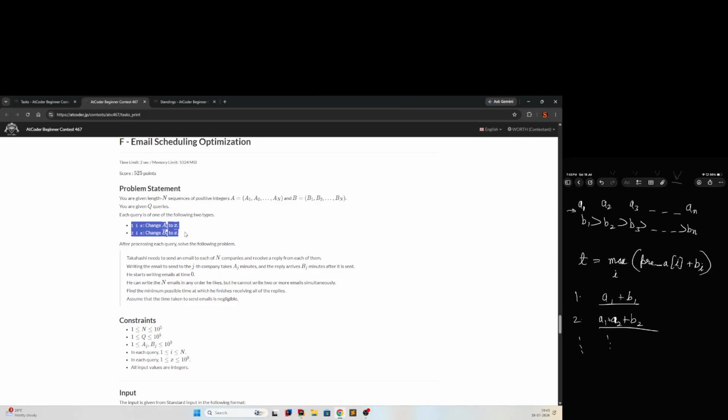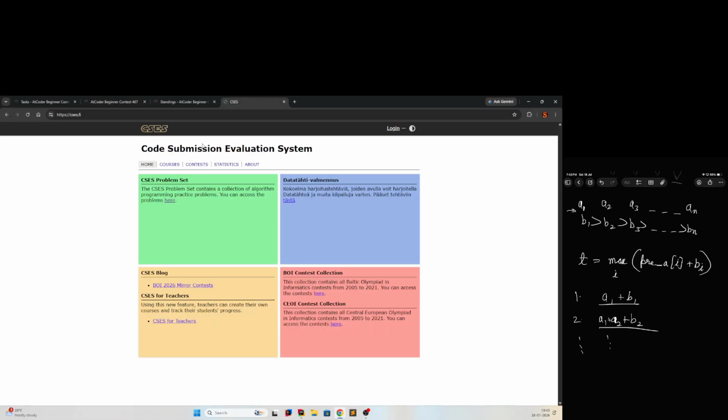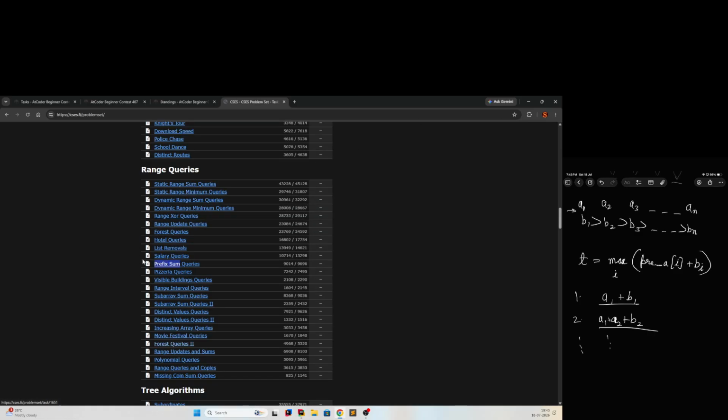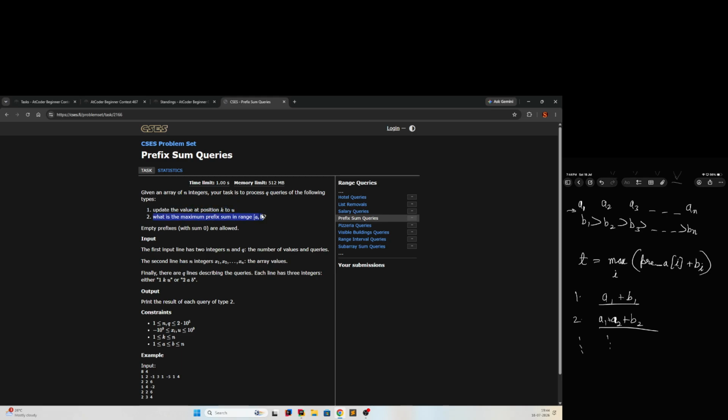If we did not have updates, then this is how we would do it. But now we have updates, so how to do it? Updating AI is pretty easy. There's a standard problem called prefix sum queries. If you have done CSES, let me just show. This is the problem. We tell the maximum prefix sum in the range. Here we have to tell the maximum prefix sum plus BI. So it's a very similar problem.